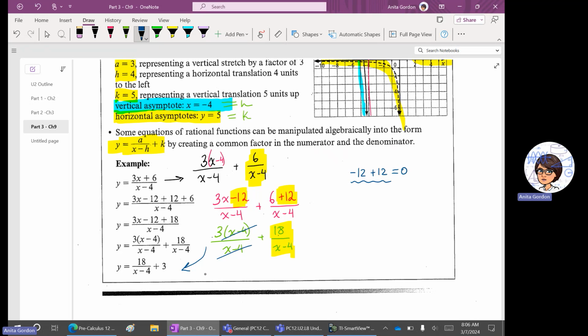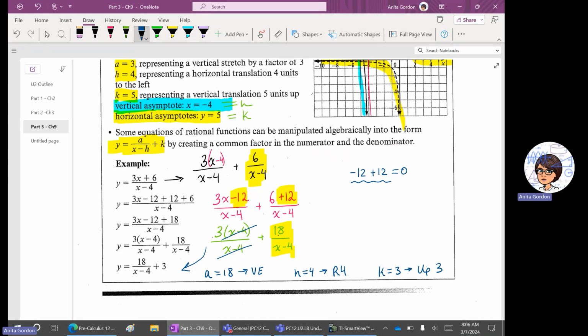So this means I have an a value of 18, which represents a vertical expansion. I have an h value of 4, which represents me moving the graph to the right 4. And I have a k value of 3, which represents the graph moving up 3.